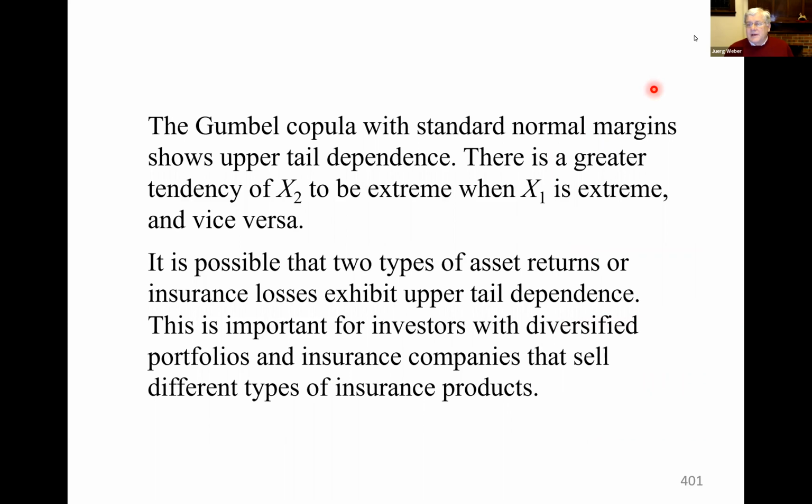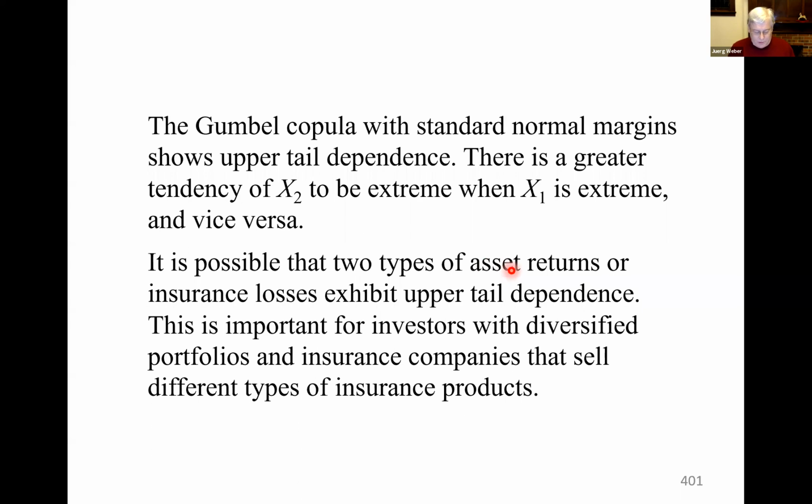So that's what I summarize here. The Gumbel copula with standard normal margins shows upper tail dependence. There is a greater tendency of X2 to be extreme when X1 is extreme, and vice versa. Now, naturally, if you think about returns to two shares, we may have upper tail dependence. You see, if one share has a high return, maybe then the other share also has a high return. They are related in this sense.